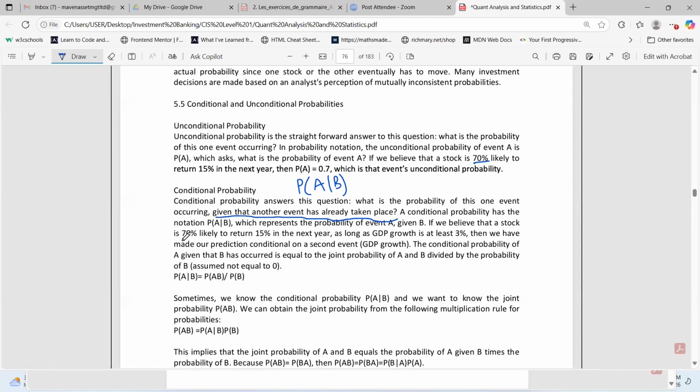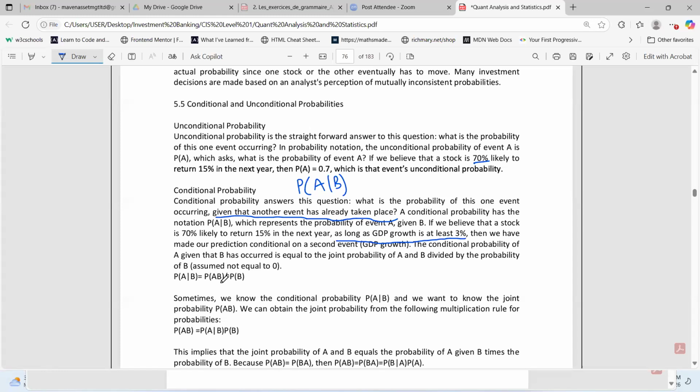If you believe that a stock is 70% likely to return 15% in the next year, as long as GDP growth is at least 3%, this condition, GDP growth of 3%, has been established. Then we have made our prediction conditional on a second event, which is the GDP growth. The conditional probability of A given that B has occurred is equal to the joint probability of A and B divided by the probability of B, assumed not to equal 0.